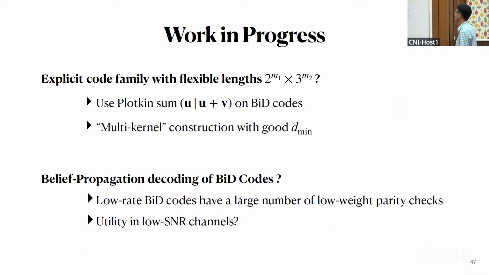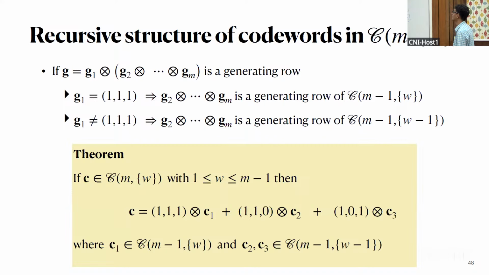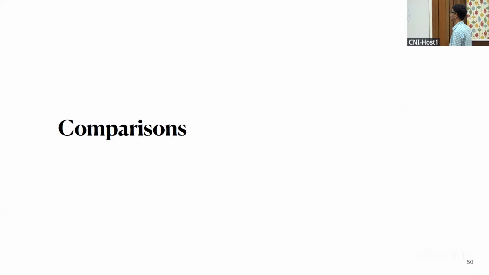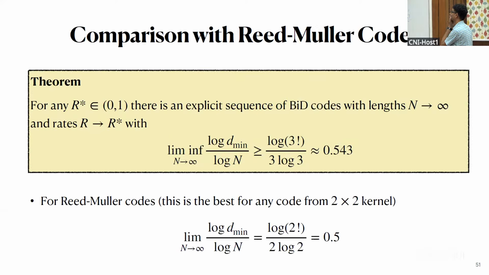So I think I will probably not talk about this, and maybe I will show you some results. I think I have a couple of minutes. So we have some explicit lower bounds on the minimum distance, but we don't know what the exact minimum distance is. So we don't have control for the exact minimum distance so far. This is a comparison with Reed-Muller codes in terms of minimum distance. Basically what I showed you in the previous slide. So I think I'll skip this.